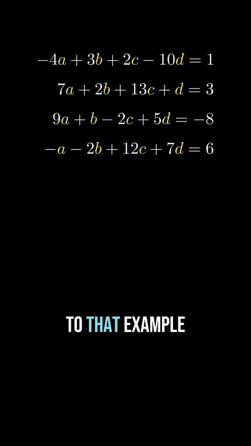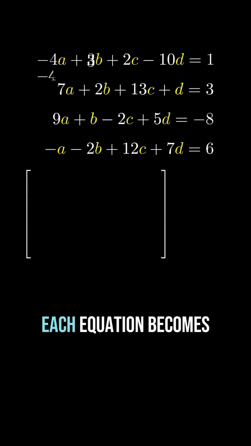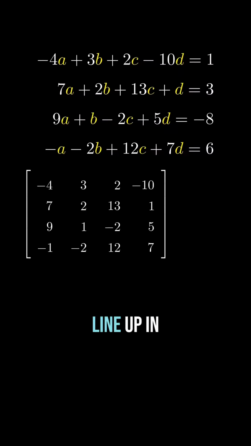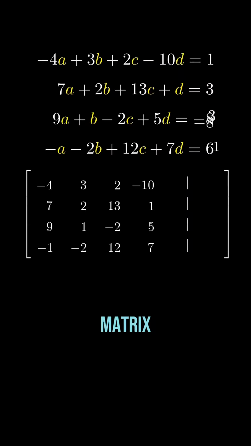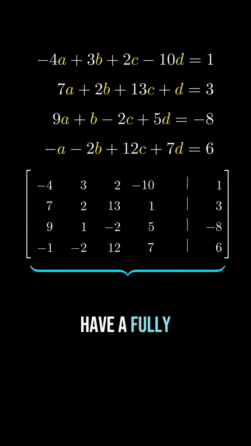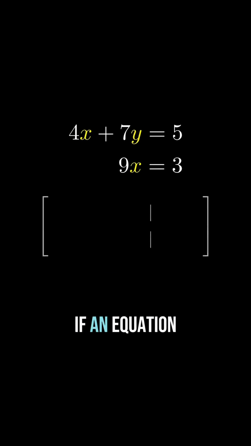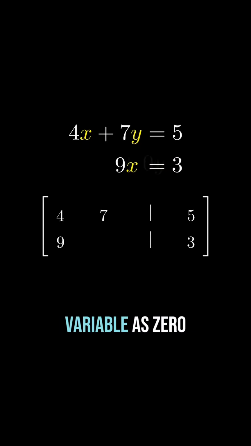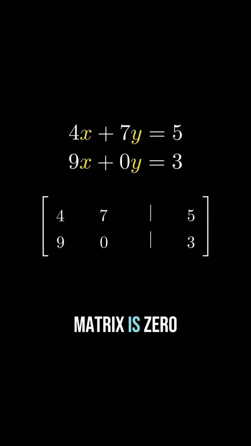So let's go back to that example. We can arrange the equations into a matrix where each equation becomes a row and the coefficients of each variable line up in columns. We can expand even further and create an augmented matrix, and now we have a fully defined matrix to represent our equations. It is important to note that if an equation does not contain a variable, we treat the coefficient of that variable as 0. Therefore, the corresponding entry in the matrix is 0.